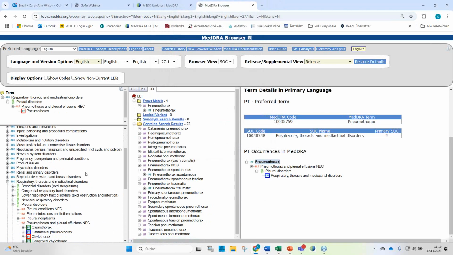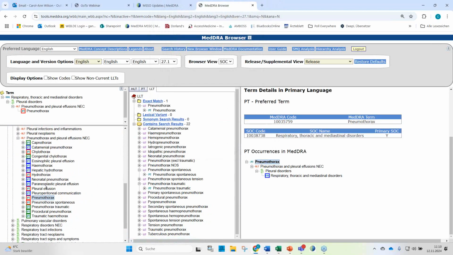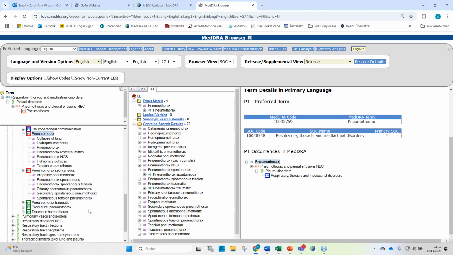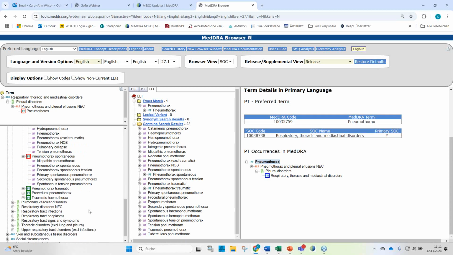So let's look into the hierarchy and see if we get some guidance from the neighbors of the LLTs that were shown in the poll. Here's the PT pneumothorax only, and we see collapse of lung, so nothing specific. Tension pneumothorax is also in there, nothing that would really capture what has been reported in our verbatim, that this pneumothorax was due to lung metastasis. Is it a spontaneous pneumothorax? No, it cannot be considered a spontaneous one because there was a reason for it. It was the lung metastasis.